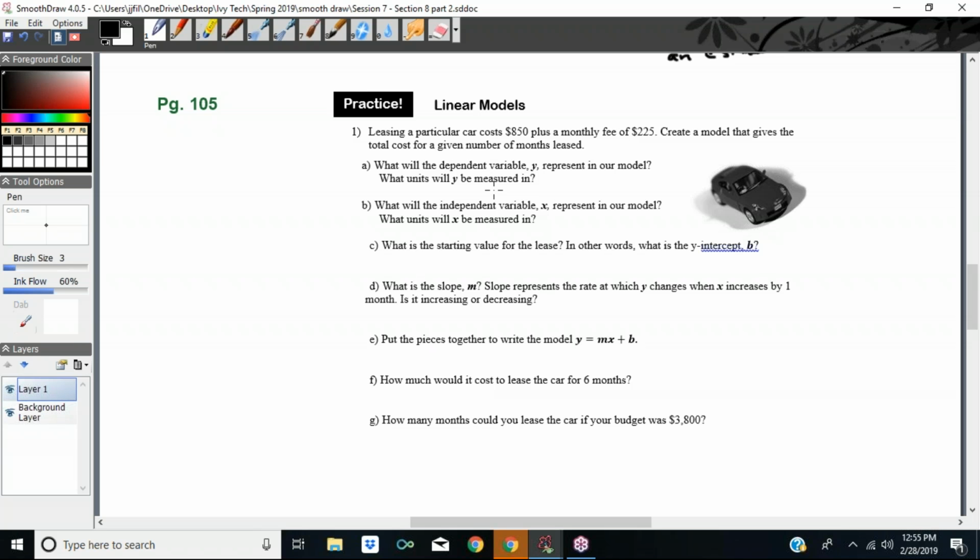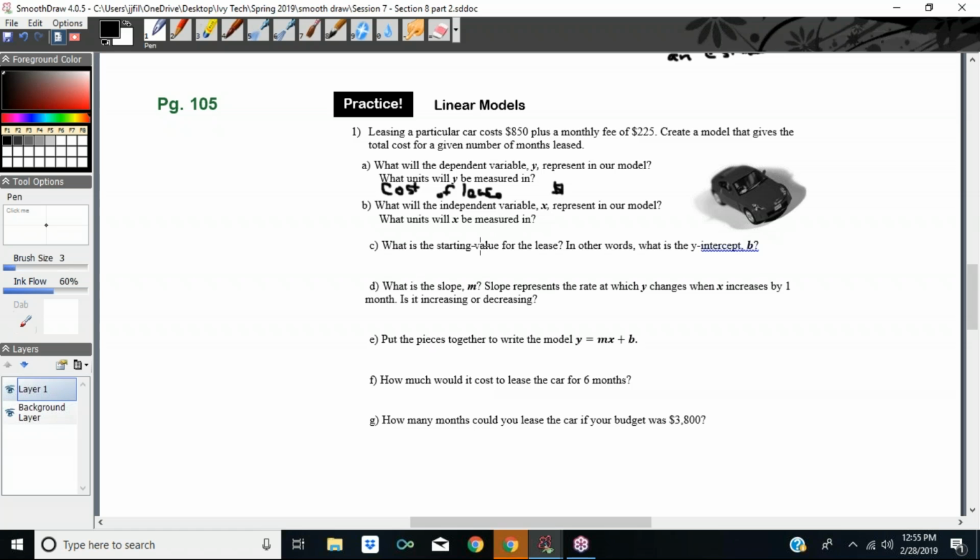So it says leasing a particular car costs $850 plus a monthly fee of $225. Create a model that gives the total cost for a given number of months leased. So that tells us right away what we're going to have here. The total cost is what we're trying to get as the Y, and the number of months is the X. So this first question, what will the dependent variable be? That's the cost of the lease, measured in dollars.